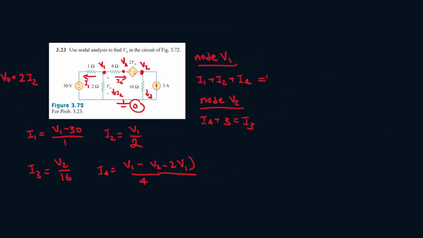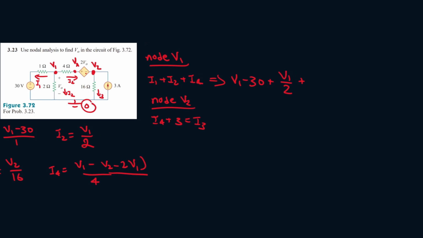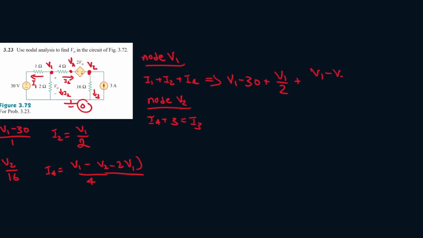So I1, it's V1 minus 30 plus I2, V1 all over 2, plus I4. So it's V1 minus V2 minus 2 V1 all over 4. Now second equation, I4, V1 minus V2 minus 2 V1 all over 4 plus 3 equals I3. I3 is V2 all over 16.